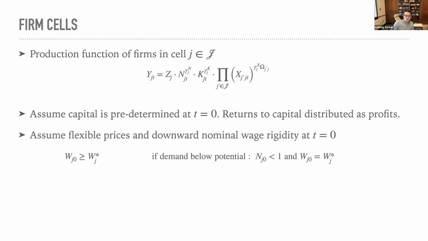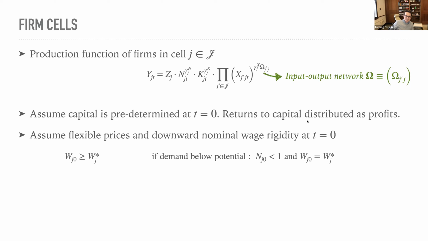Now, how are firm cells structured here? Firm cells are relatively simple. We just assume that there's a Cobb-Douglas production function, with a labor share gamma n, capital share gamma k, and an intermediate input share gamma x. And within intermediate inputs, omega is the input-output network, and that tells us where intermediate goods are being sourced from for any given firm cell J. Capital here is predetermined at date 0, so it's not going to move around, but returns to capital are potentially going to move around in response to the shock, and the returns to capital are distributed as profits through the profit network.